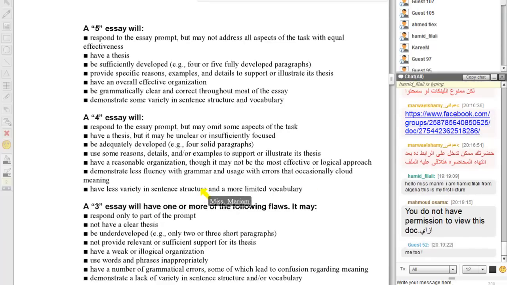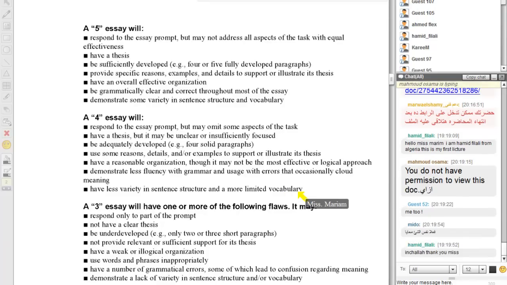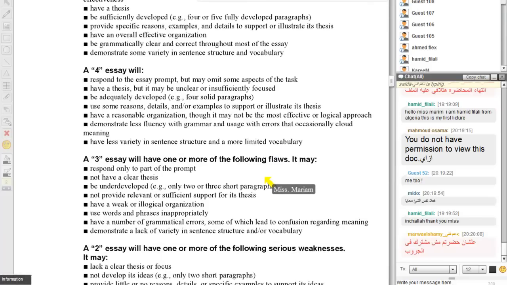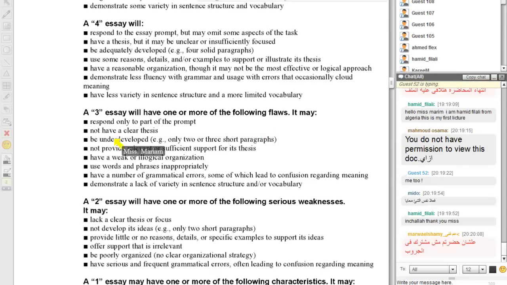So, have less variety in sentence structure and more limited vocabulary. That means the vocabulary is very limited. They are repeating themselves again and again. They use one word more than once. They use the same words, the same vocabulary, sometimes even I saw some people repeating the whole sentence again, like they copy it again, and this is not acceptable at all. This gives a very bad influence on the test taker, as if they cannot handle this essay.